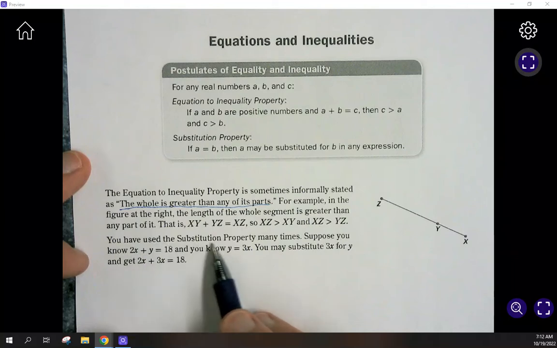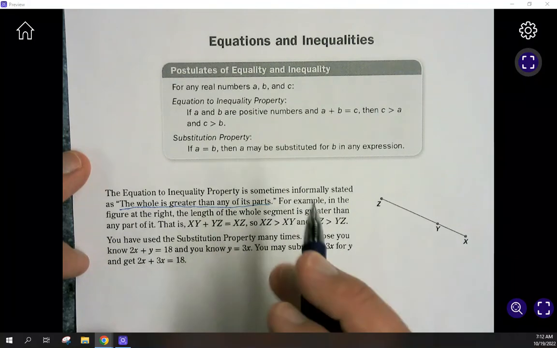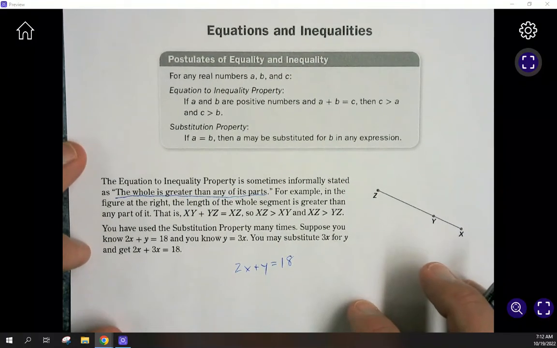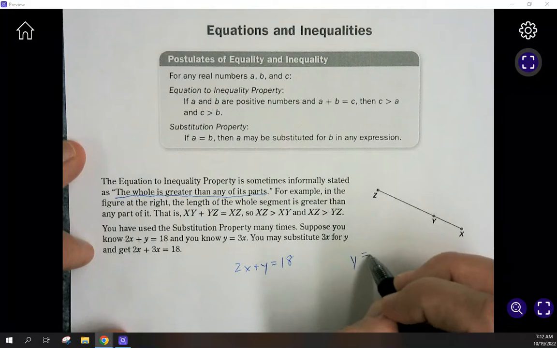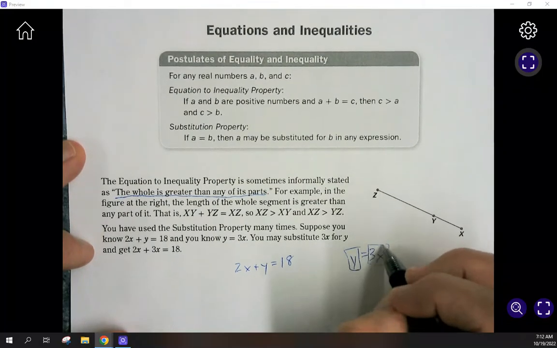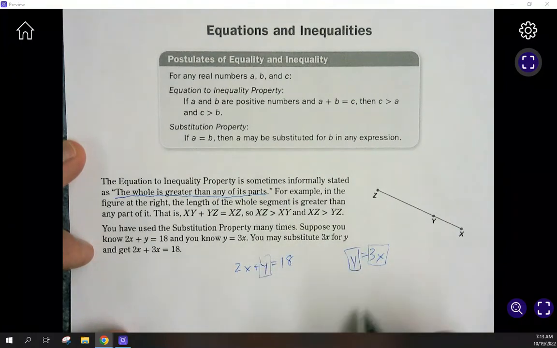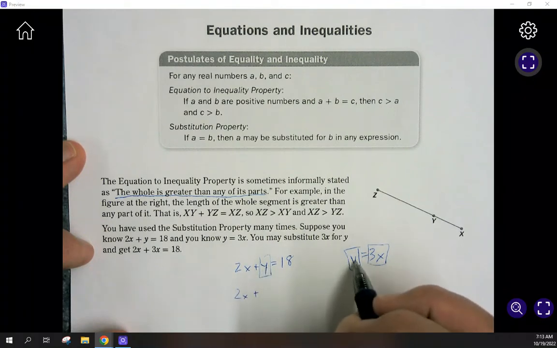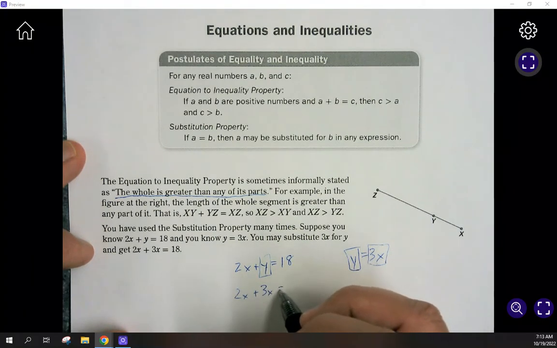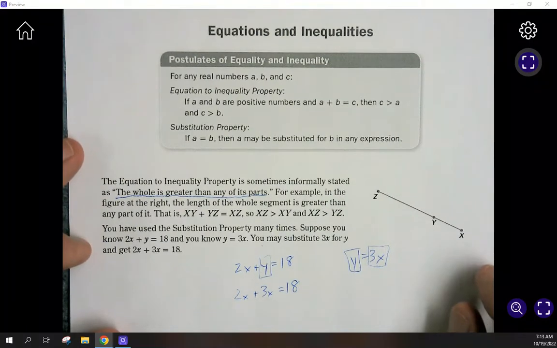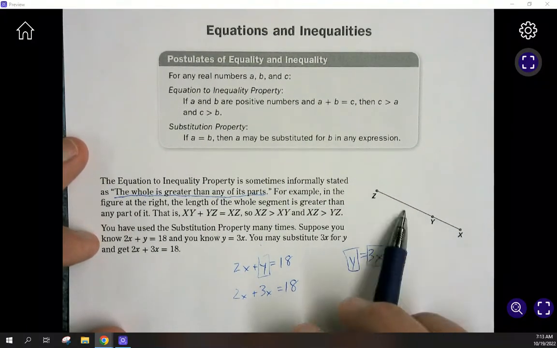If you look down here, suppose you know that 2x plus y equals 18. I'm just going to rewrite it on the side so that it makes a little more sense. If you know that y equals 3x also, I can come in here and change y to 3x. So this becomes 2x plus, instead of y, since y equals 3x, I can plug the 3x in right there, equals 18. So you can substitute 3x for y and get this. So that is your substitution property, and we can do that as well with a geometric figure.